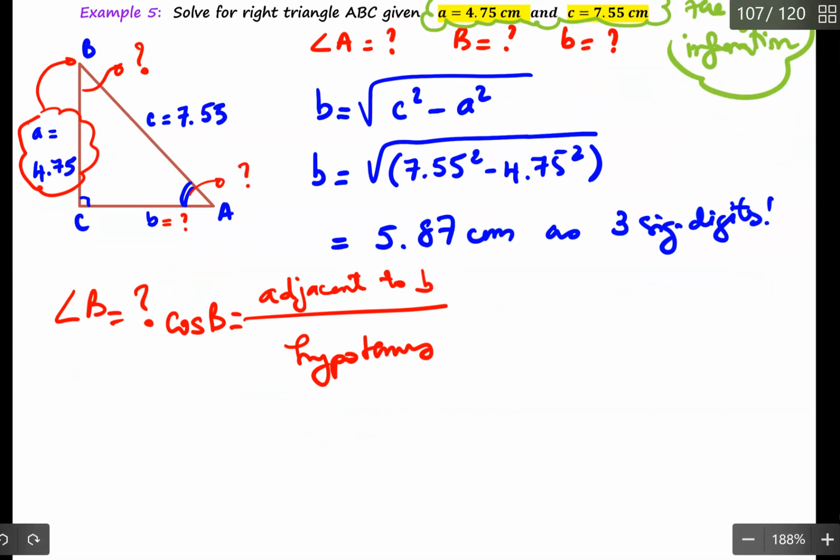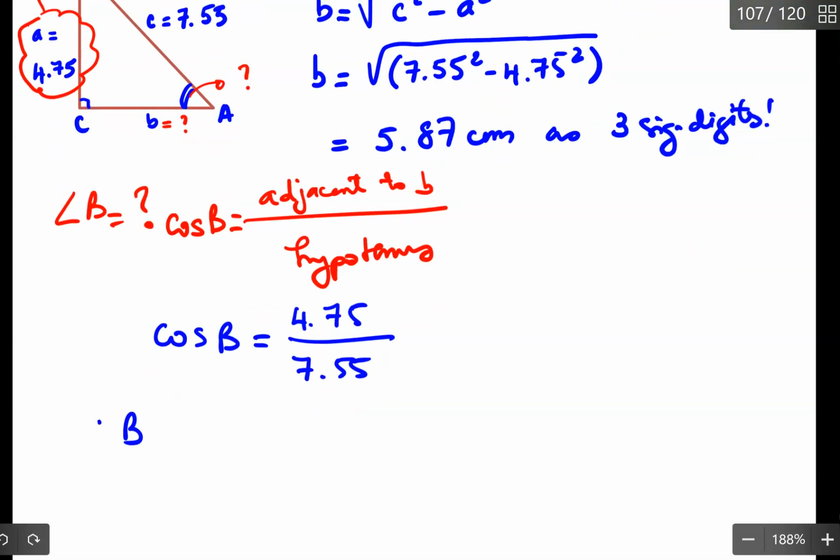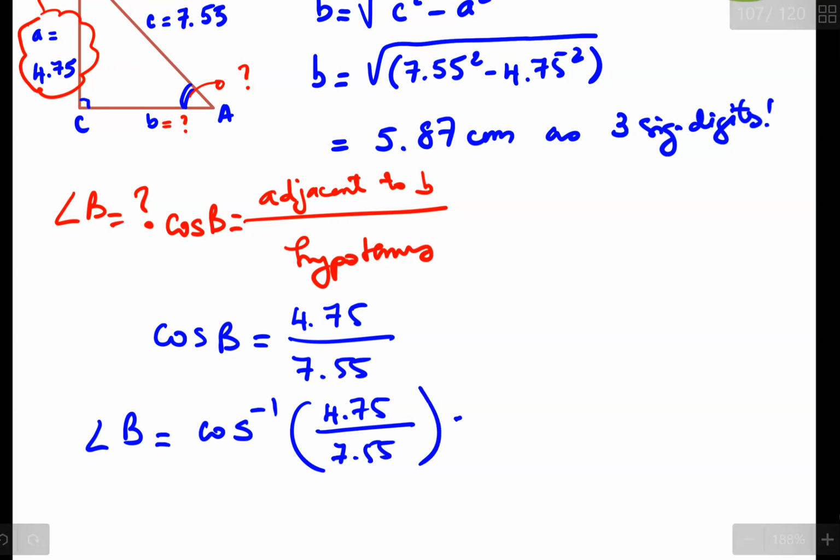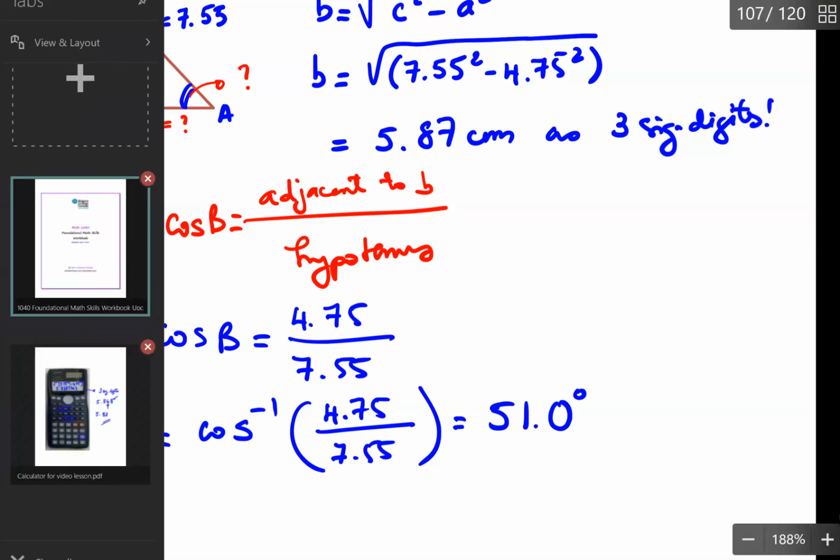So put down cos of B will be equal to adjacent to B, which is 4.75 divided by 7.55. So what you do is you write angle B will be equal to cos to the exponent minus 1 of this inside the bracket. We have learned this in the previous class using our calculator. Then in this case, I should have 51.0 degrees.